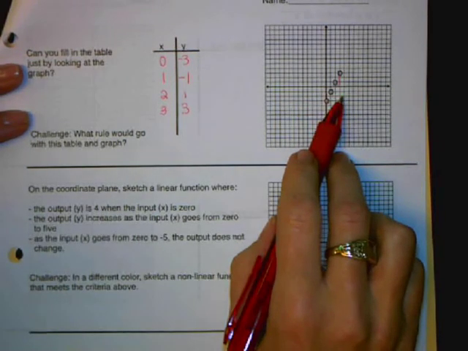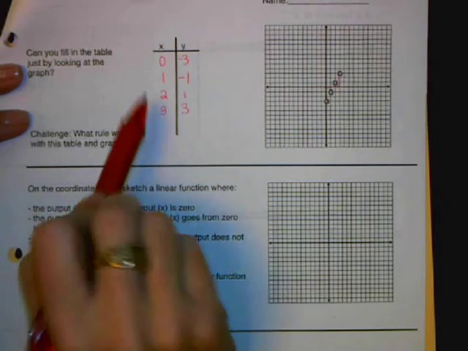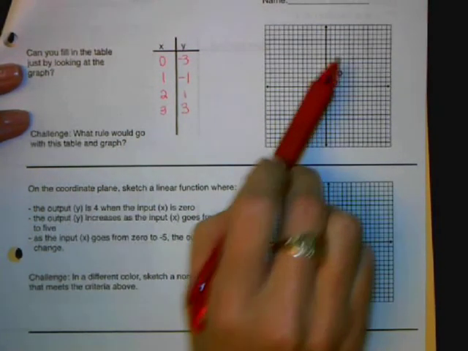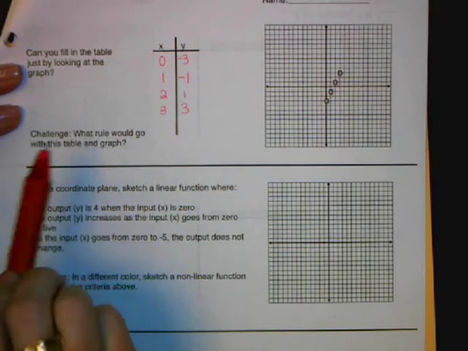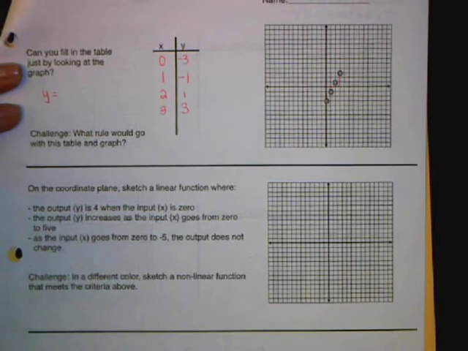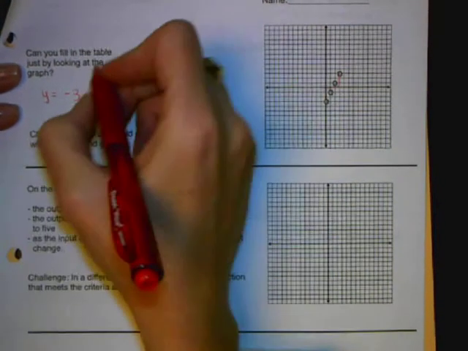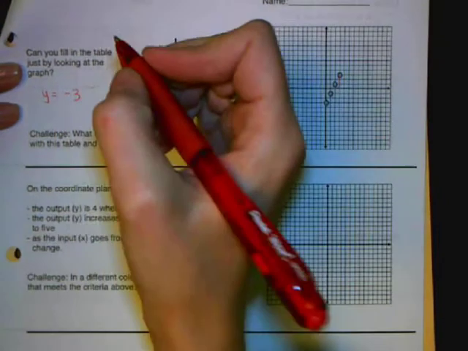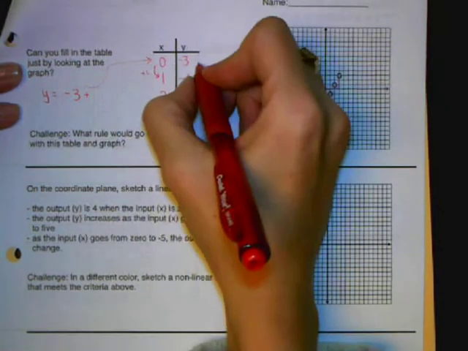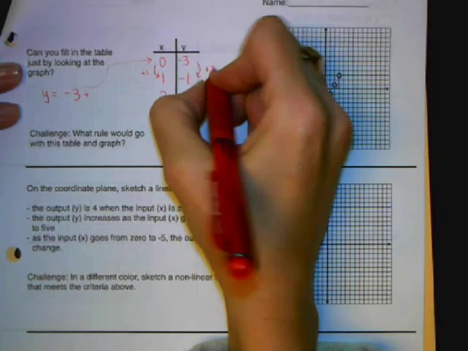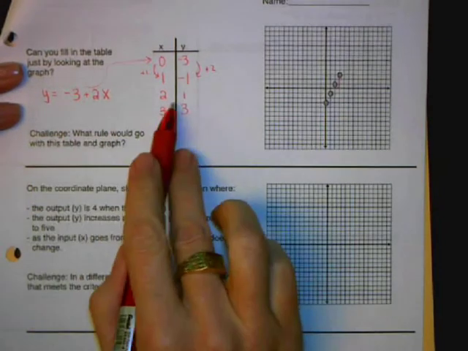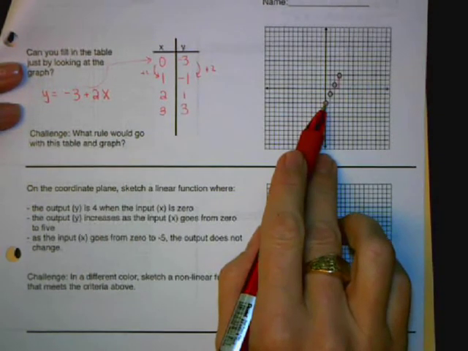I can tell that this is a relation again, where as x goes up, y goes up. I could say that it has a positive slope, and I could write a rule for it. The rule in this case is that y, the output I get, is negative 3, I got that from here, plus, as x goes up by 1, y goes up by 2. 2 over 1 is 2x. That's a rule that goes with this table and with this graph.